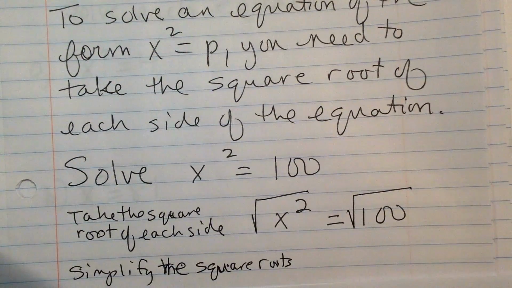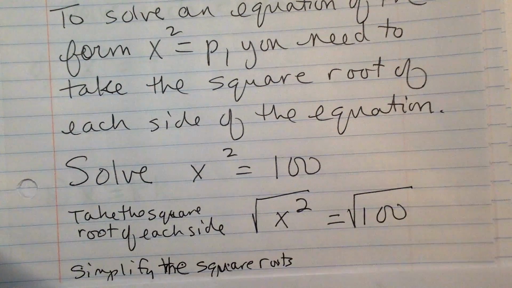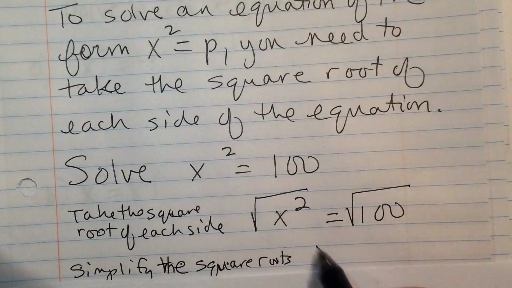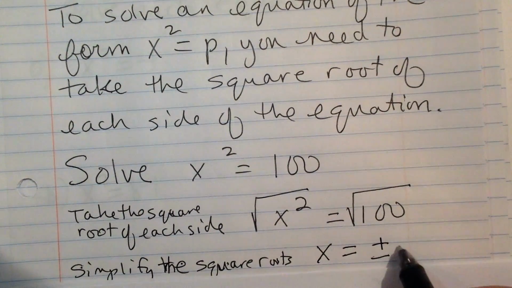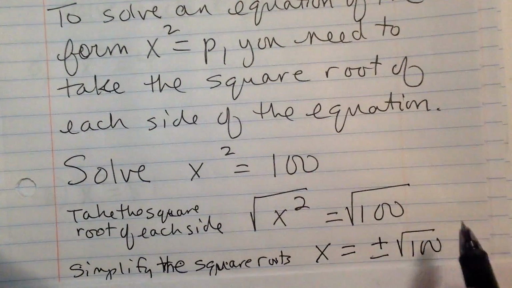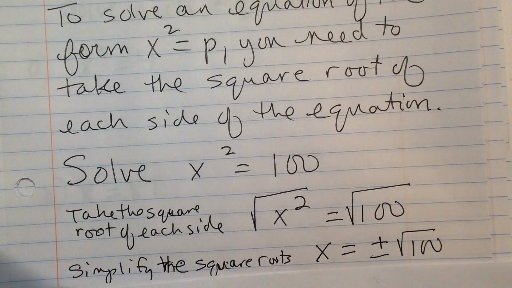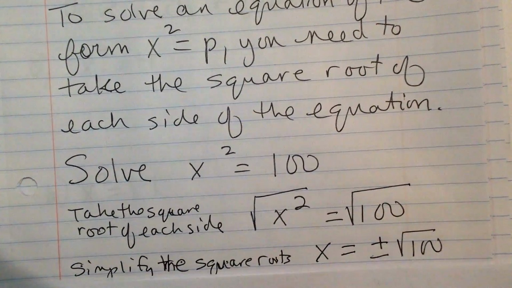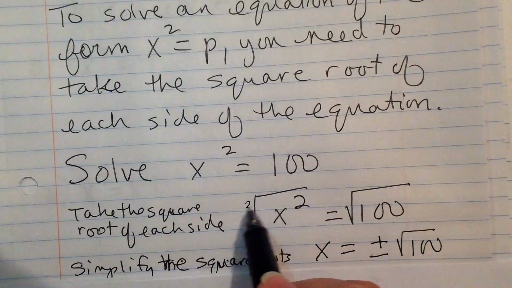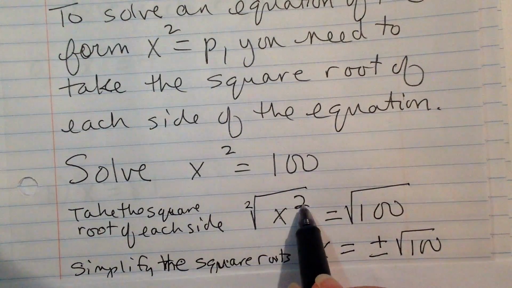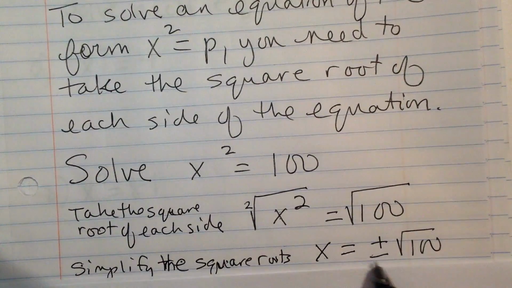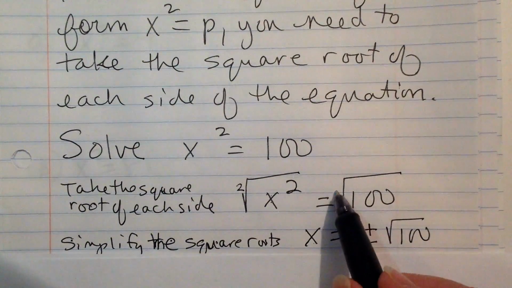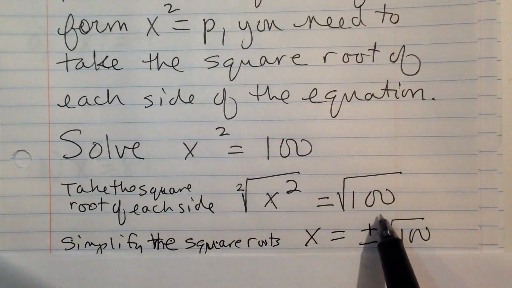Well, when you take the square root of each side, the square root of x squared is x, equal to plus or minus the square root of 100. So, take the square root of both sides. The square root of something squared, they just undo each other, leaving just x, is equal to plus or minus the square root of 100.